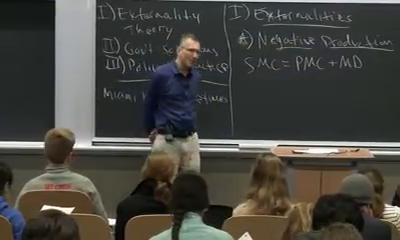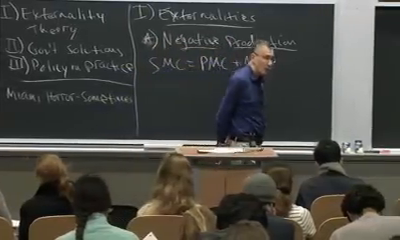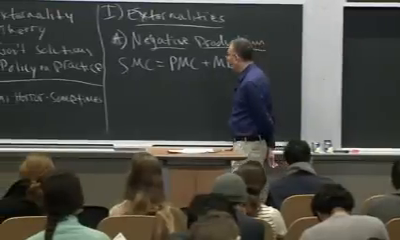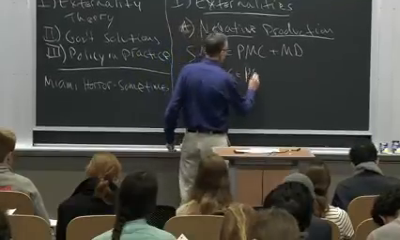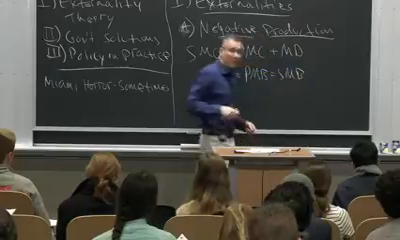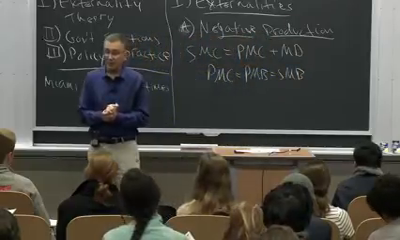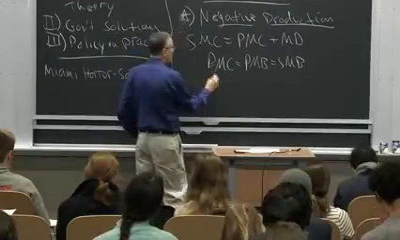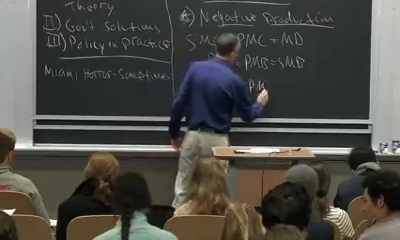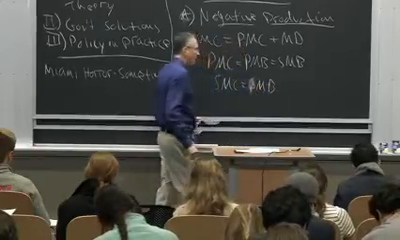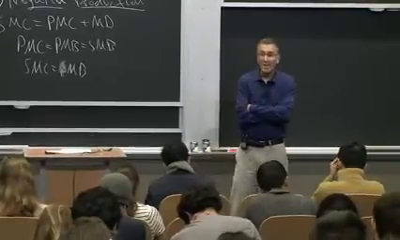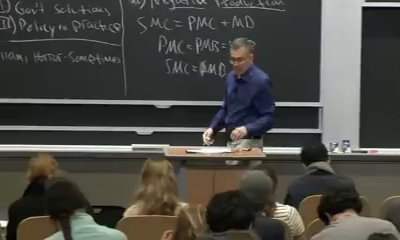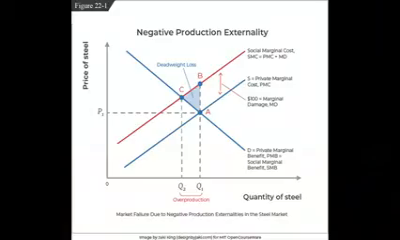What's happening is the steel company, not considering the damage they're doing to the fishermen through production, produces too much. The steel company produces at the point where private marginal cost equals private marginal benefit, which in our case equals social marginal benefit. Okay? That's the private market decision. But in fact, it should be producing at the point where social marginal cost equals social marginal benefit. Okay? And the point where social marginal cost equals social marginal benefit is lower production. Why? Because lower production reduces the damage being done to the fishermen down the river. Okay? So the optimum from society's perspective is point C.